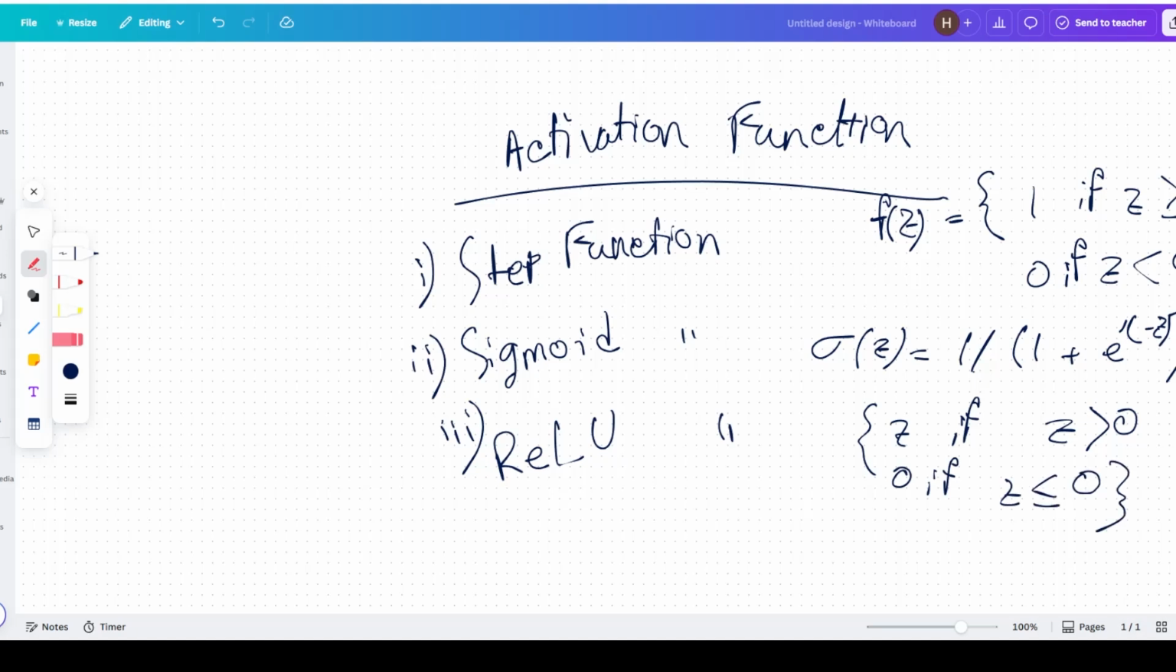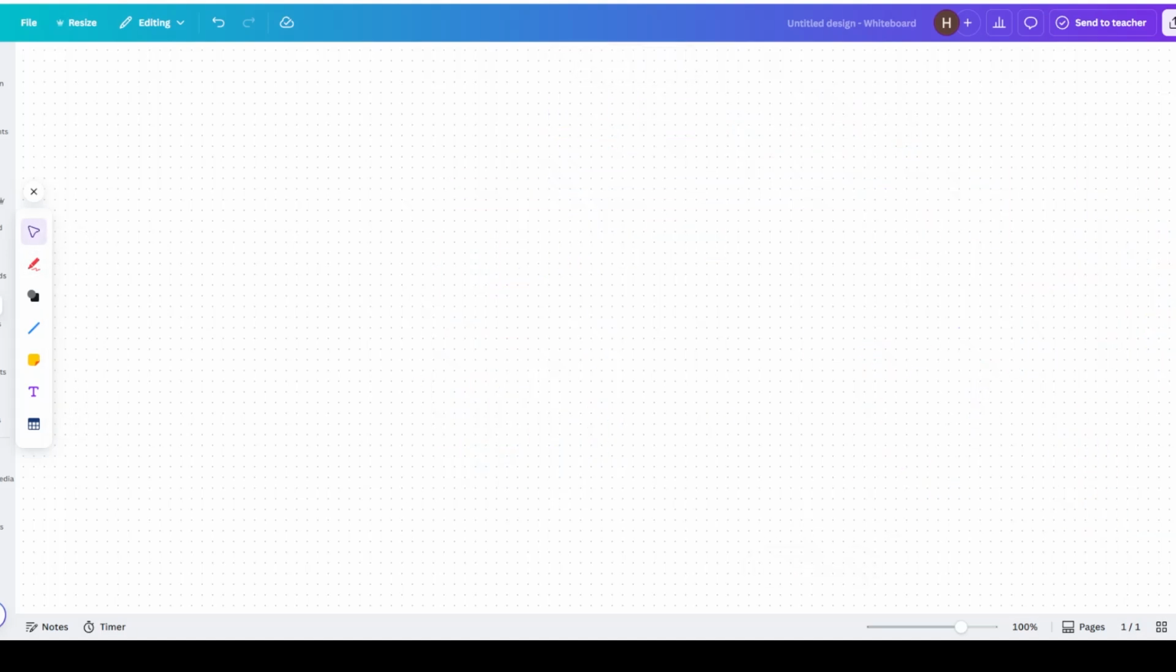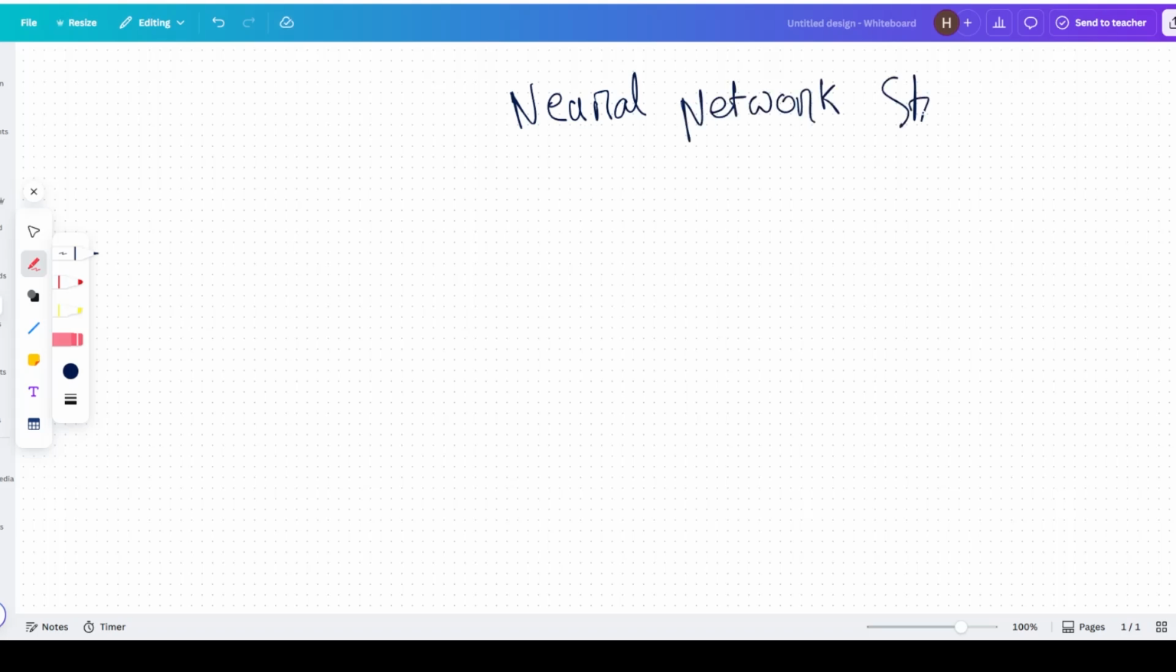Correct me if I am wrong, as I may have forgotten some concepts. So now we have learned about the activation functions. Now comes our next part, how a neural network actually works, the neural network structure.